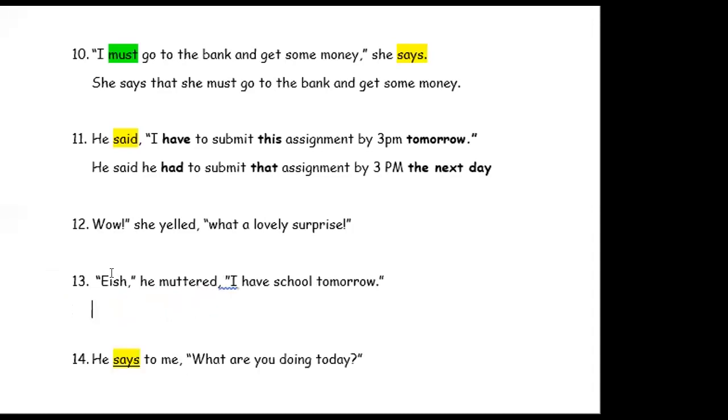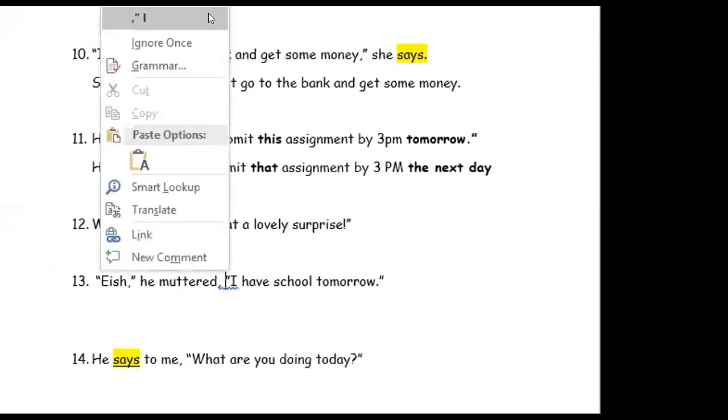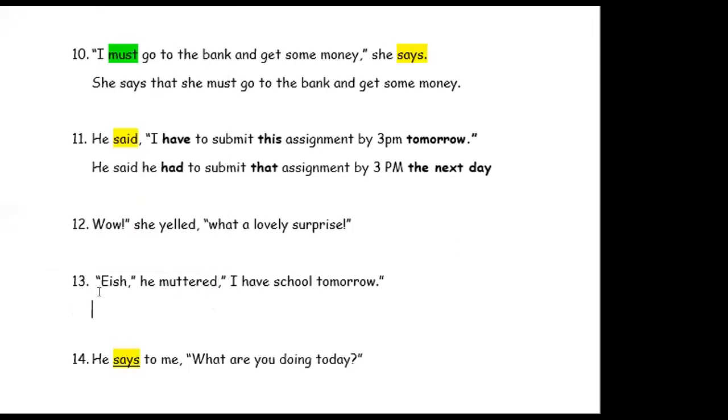All right, let's look at this one and we can all relate to this sentence here. So this boy is saying, Aish, he muttered, I have school tomorrow, right? So guys, when you are changing direct speech to indirect speech, if you're reporting what someone has said and they're using an interjective like aish or wow or whatever, right? You cannot say that same word that they said. So you can't say, he muttered, Aish, I have school tomorrow. You need to tell me how he felt when he said that word. All right. So when he's saying the word aish, how is he feeling?